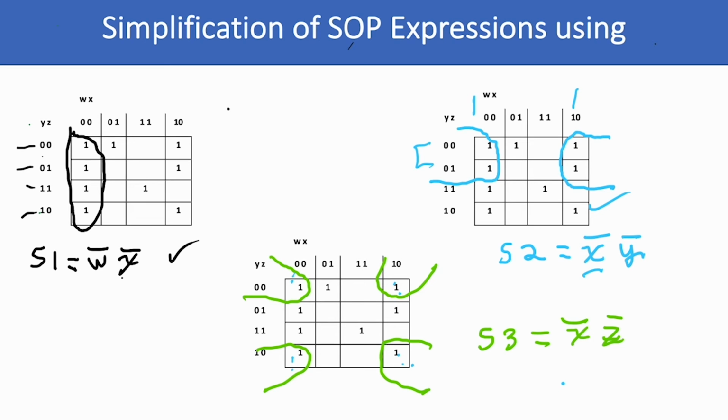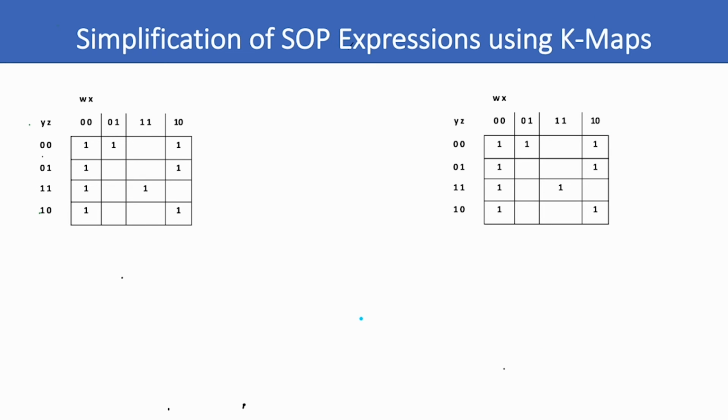So now we still have two ones left that we haven't gotten. We have this one right here, and we have this one right here. Okay, let's go to the next map.